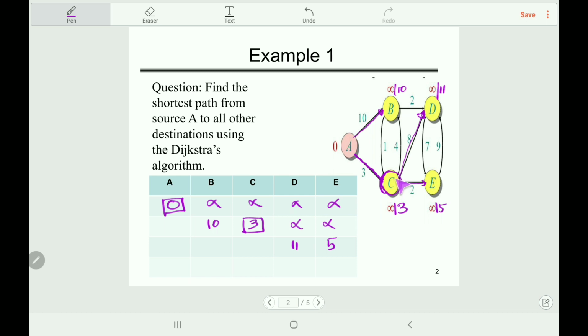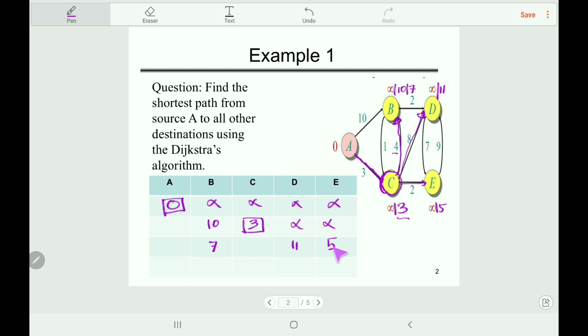If we look at the figure, you can see that we can move to C from B with value 4 and its own value 3, which is 7. And this value is smaller than the previous value 10. So we should update this value 10 with 7, and remove the previous path from A to B.